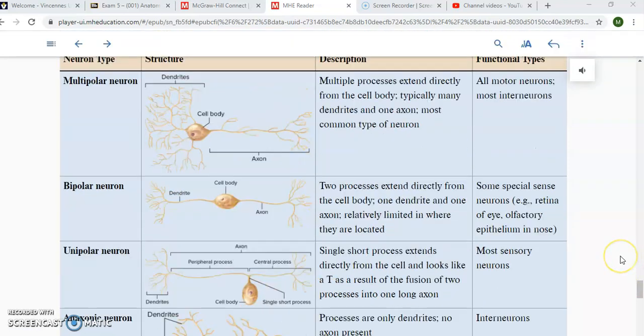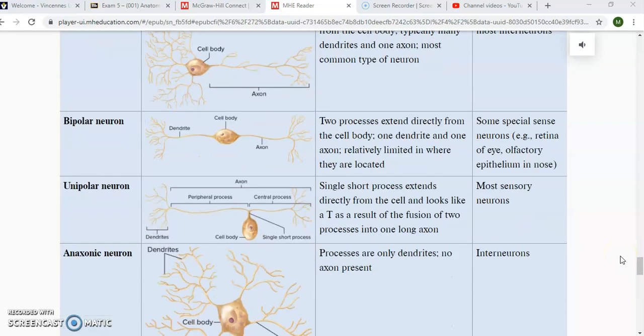All right, and then the very last structural type of neuron is the anaxonic. When we put the A in front of it, it means absence of axon here.